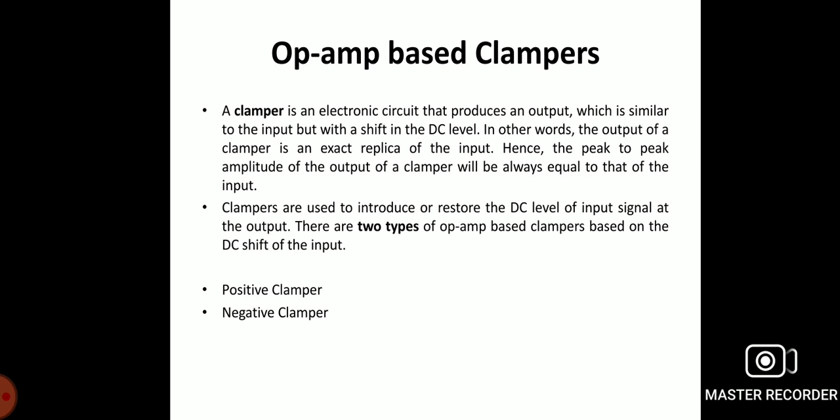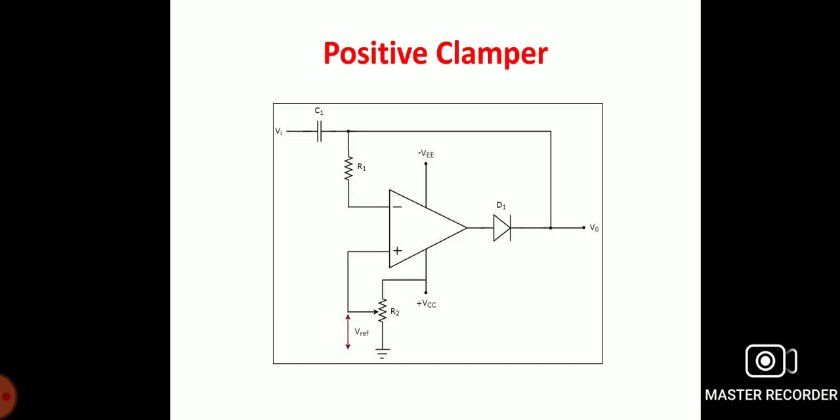There are two types of operational amplifier based clamper, based on the DC shift on the input, that is a positive clamper and a negative clamper. Now we move on to the positive clamper. So this is a general circuit diagram of a positive clamper using the operational amplifier.